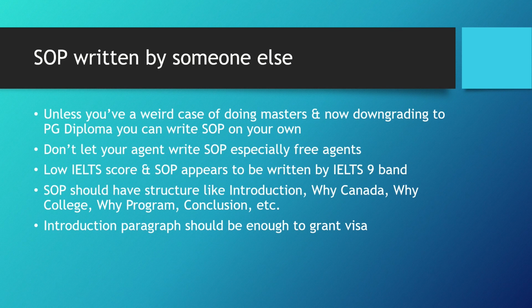Unless you have a weird case, that you are doing masters, you have already done masters and now you are doing PG diploma, which is a downgrade, or you are older with like 6 7 years of work experience and you are not going for masters, you're going for PG diploma. You have to justify these things. Or if you are changing streams, then you need to justify that. So if you have some special case, like you are already married, you already have kids, then you are applying for PG diploma, which is usually for young professionals, then you might need help of an expert.